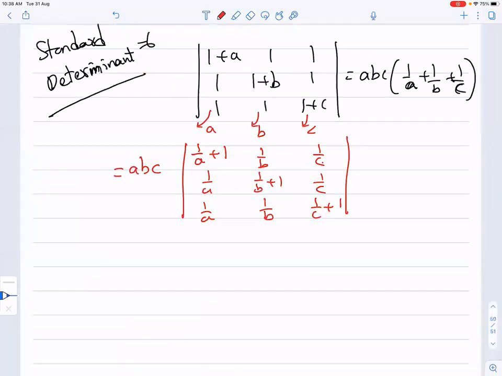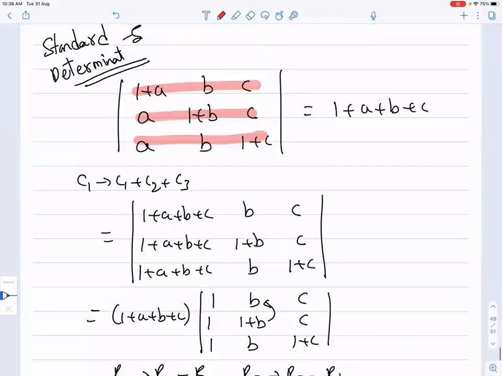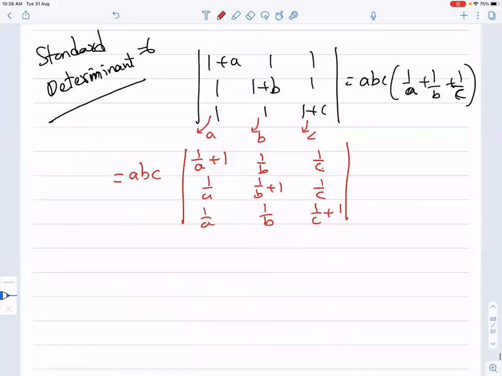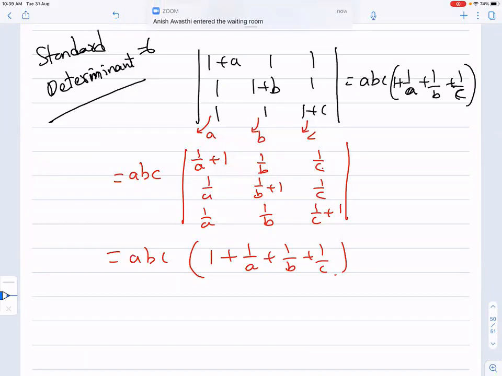देखो standard determinant 5 क्या था? 1 plus A, B, C; A, 1 plus B, C; A, B, 1 plus C, तो answer is 1 plus A plus B plus C. Correct ना? इधर आंसर क्या होना चाहिए? Instead of A, 1 by A is there. Instead of B, 1 by B is there. Instead of C, 1 by C is there. So by using standard determinant 5, result should be 1 plus 1 by A plus 1 by B plus 1 by C होना चाहिए. Correct students? Oh, मैंने result गलत दिया था. 1 प्लस होना चाहिए इधर, राइट? नॉट प्लस. राइट.